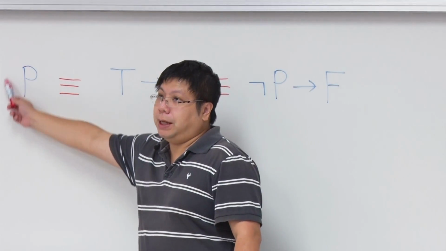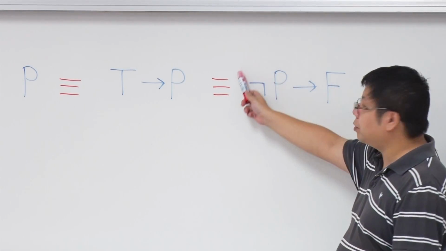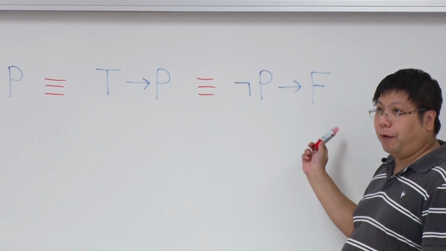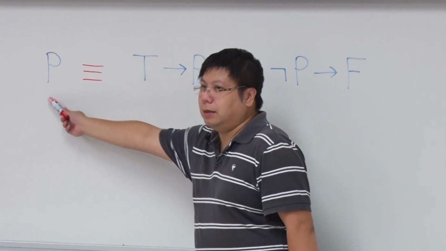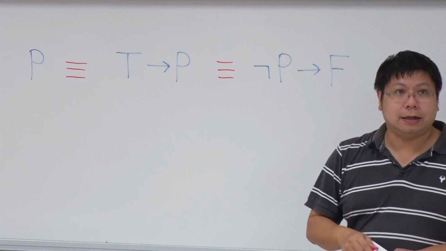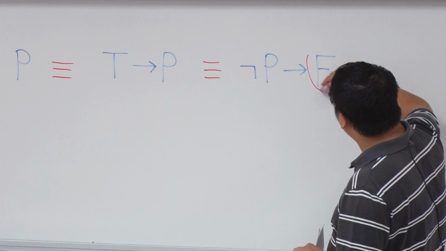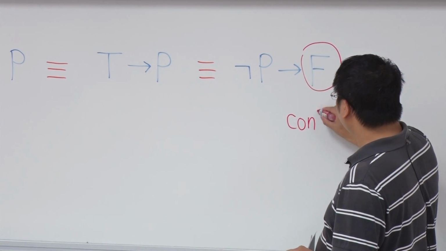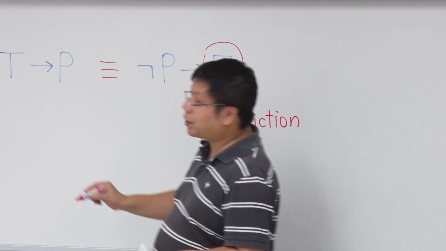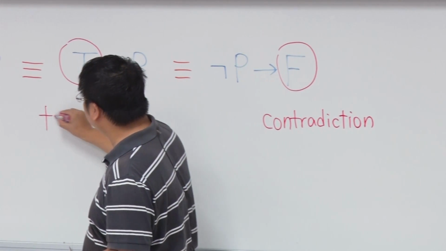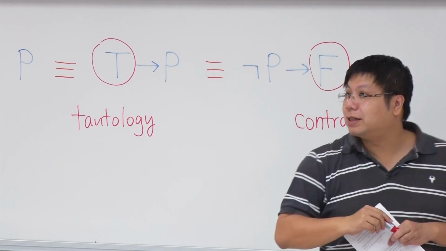If I want to show P is always true, P is a theorem that is always correct, it is the same as showing that not P implies false in all cases. So rather than proving P directly, we prove not P implies F. This technique is called proof by contradiction. Why do we call it contradiction? Because F itself is called a contradiction. Something that is always false is called a contradiction, and something that is always true is called a tautology. Is that okay? So this is the idea.